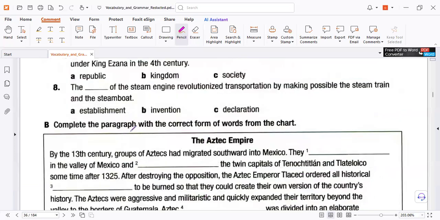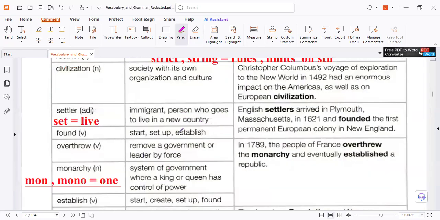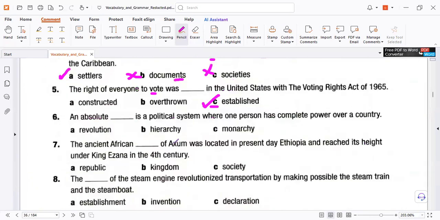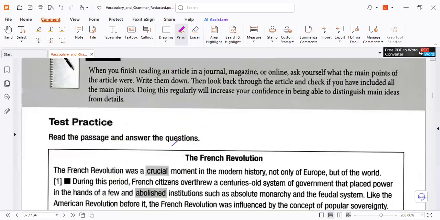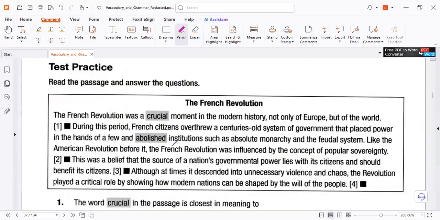Now we'll keep the rest for you. In this part, complete with the correct form of the word from the chart. So complete it from the chart, my friend. We can keep that for you to help you. Right?